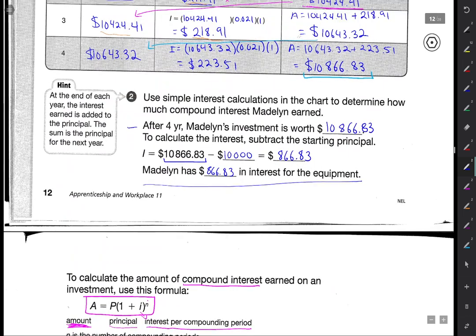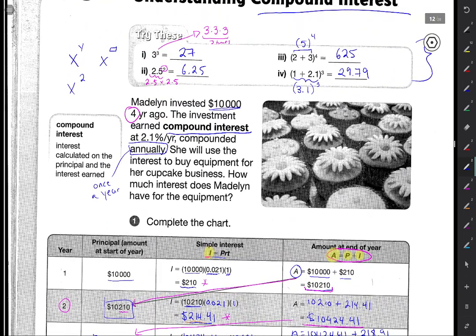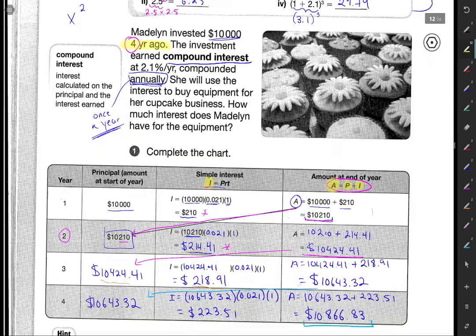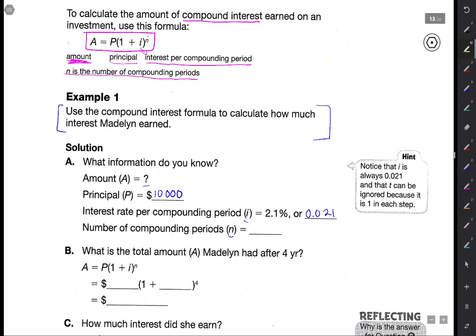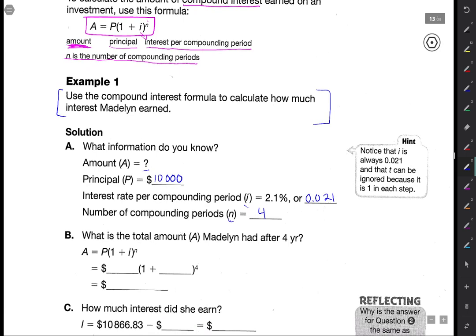So if we look at the top, how many times are they going to collect this interest? Well, they collect the interest annually, meaning once a year. So we have to look and see how many years she is doing this for. Well, she's doing it for 4 years. So if they compound it once a year for 4 years, that means they're going to compound it 4 times. They're going to collect that interest 4 times. So the number of compounding periods would be 4.